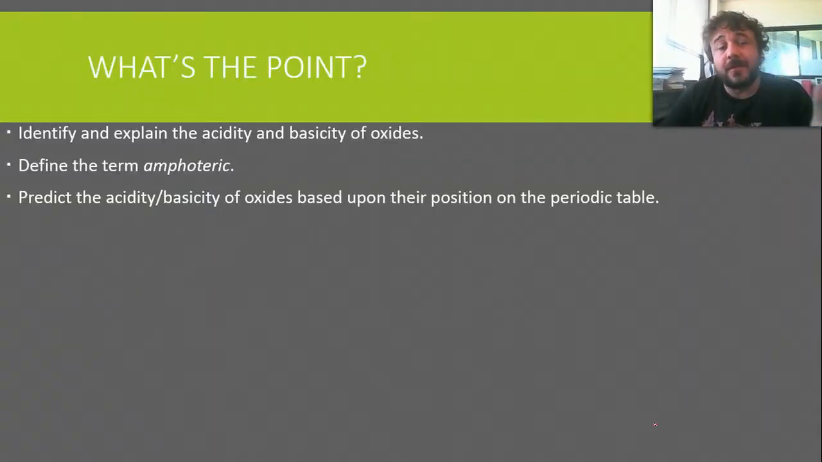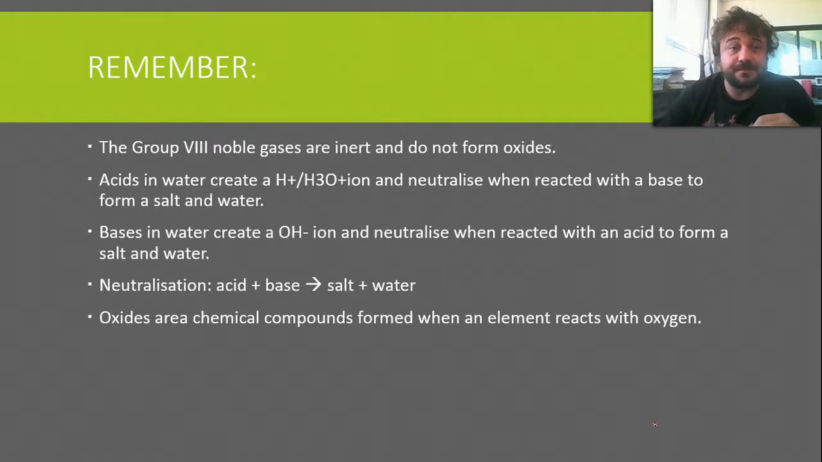All right, so what's the point? Basically, by the end of this, you want to be able to identify and explain the acidity and basicity of oxides. You want to define the term amphoteric, and you want to be able to predict whether an oxide is going to be basic or acidic based on its position in the periodic table. You should also be able to explain that prediction.